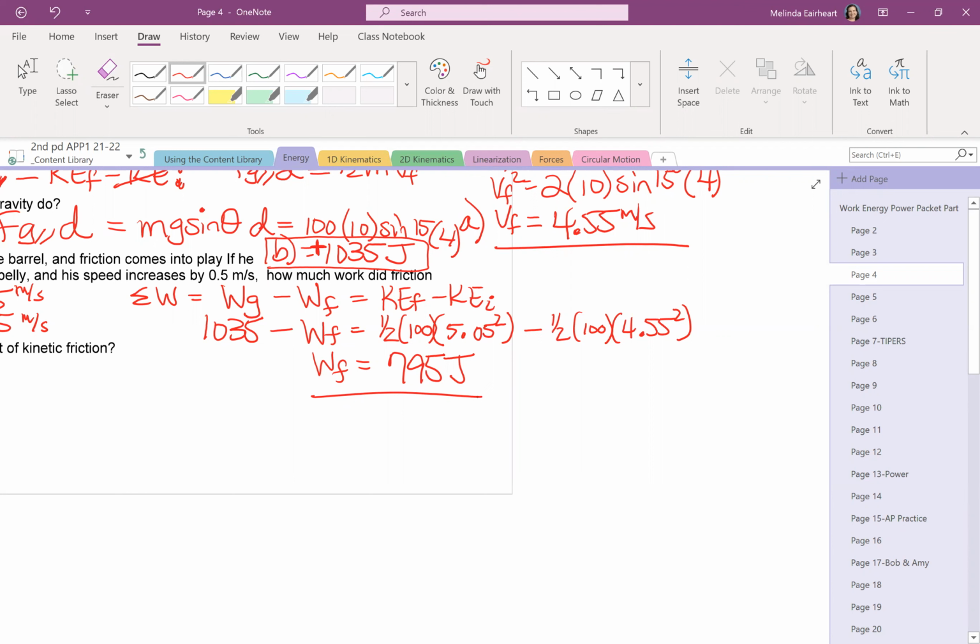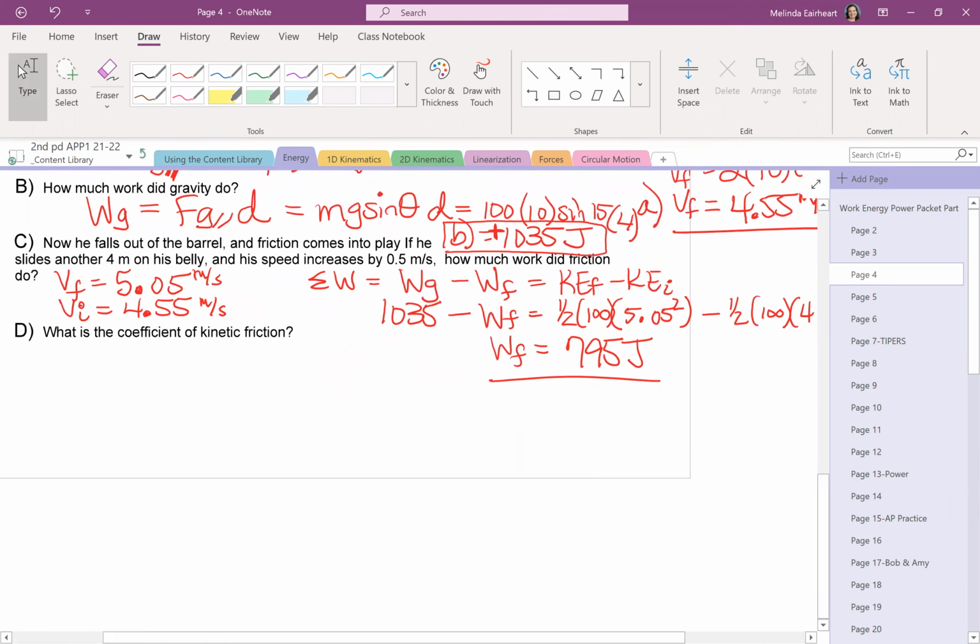Okay, and notice you still speed up, right? You still speed up going down. And so gravity is bigger, doing more work than friction. So it should kind of match what we've said in the past. And then lastly, what is the coefficient of kinetic friction? Well, now we know the work done by friction. And so we can apply that FD.